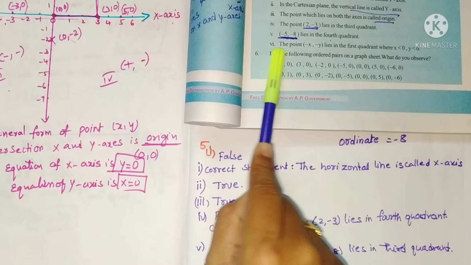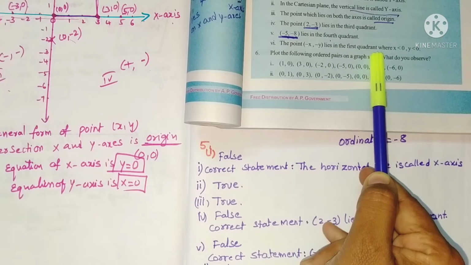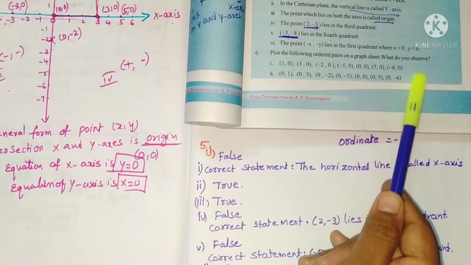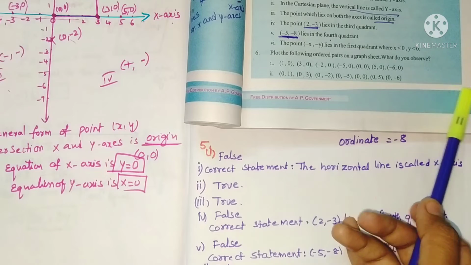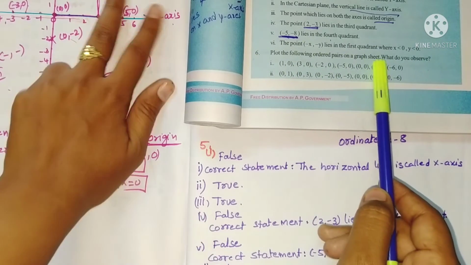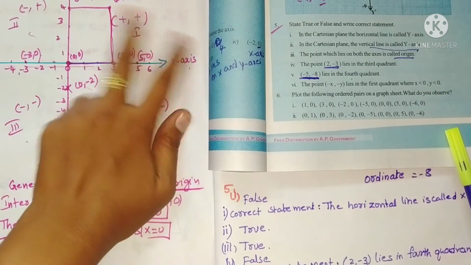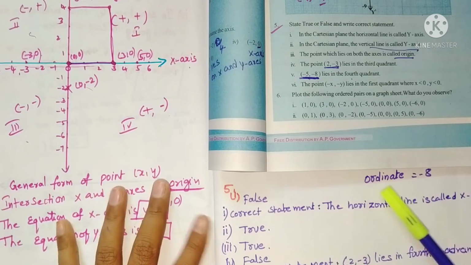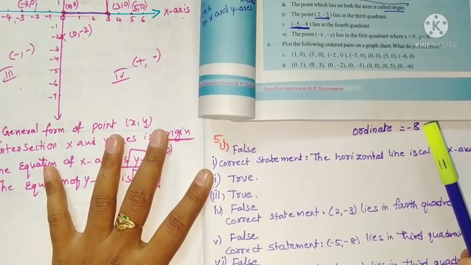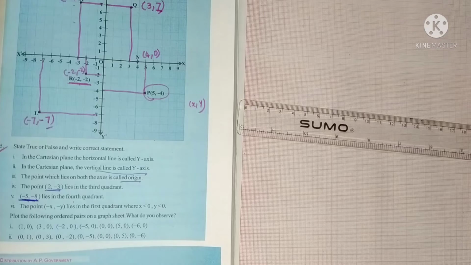Next, sixth one, the point (-x, -y) lies in the first quadrant where x is less than 0, y is less than 0. Minus x means x is less than 0 only. So both are minus, and they are telling it lies in the first quadrant. If both are plus only, it is the first quadrant. If both are minus, it is the third quadrant. So that's what we wrote. See here, this is false. The correct statement is (-x, -y) lies in the third quadrant.